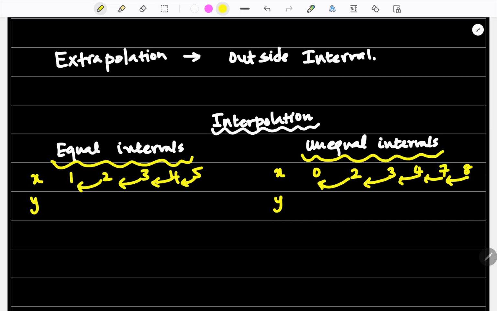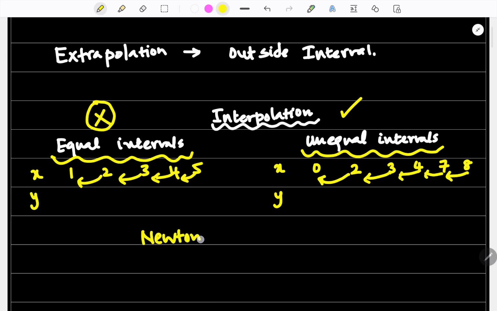Actually, first you have to study equal intervals and then unequal intervals. But in your syllabus, only unequal intervals are given. These unequal intervals only you are going to study, and equal intervals you are not going to study, right? For these unequal intervals, one mathematician has given the formula, which is Newton. The name of the rule is Newton's divided difference formula. Why is it called Newton's divided difference, teacher?